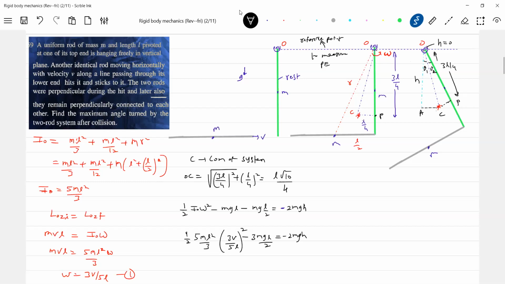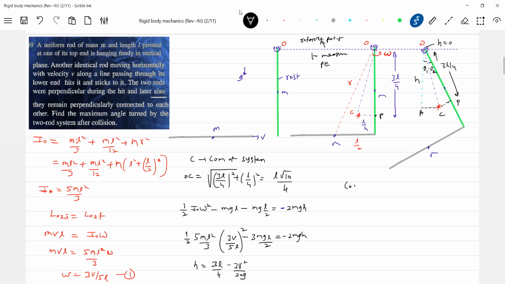3L by 4 minus 3V square by 20G. 15GL minus 3V square by 20G. 3L by 4 minus 3V square by 20G. Yeah, 3L by 4. Correct, no? This is the value of H. Okay, now I got the H.